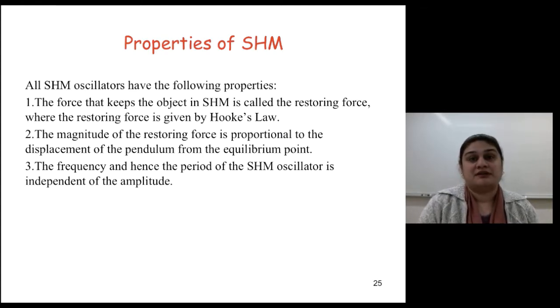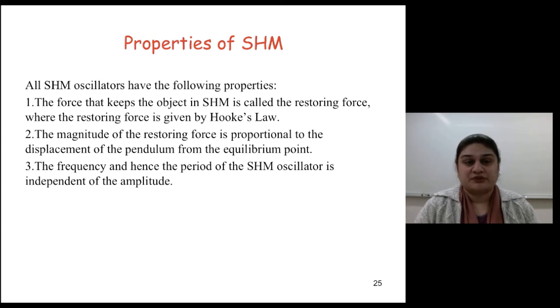Some properties of simple harmonic oscillators. All simple harmonic oscillators have to have these properties. One, the force on an object in simple harmonic motion is called a restoring force, and the restoring force will be given by Hooke's law. The magnitude of the restoring force has to be proportional to the displacement from the equilibrium point, and the frequency, and hence the period, of a simple harmonic oscillator is independent of its amplitude.